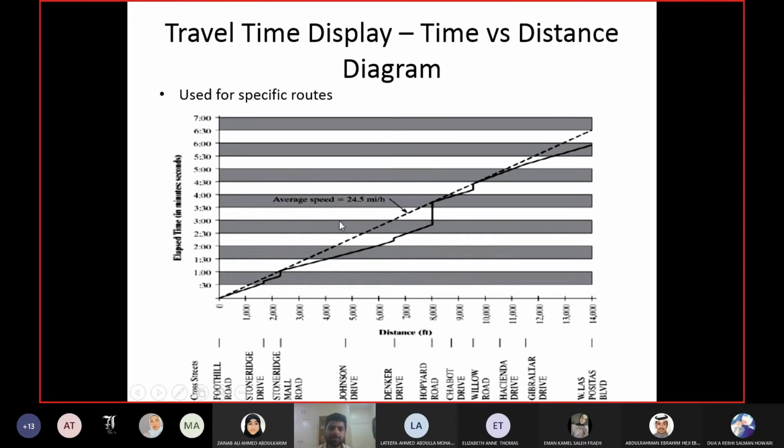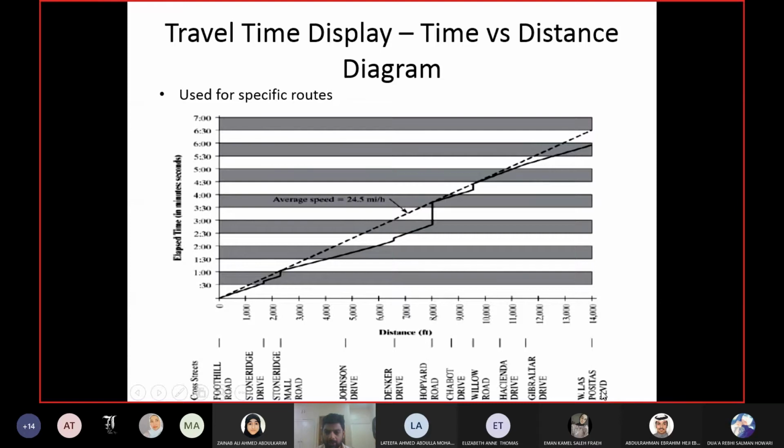Now, time-distance diagrams are plotted for a whole route. So you can see here at the bottom of the graph different names. These are the names of the roads and streets which are part of this route. This route is going from point A to point B, and to go from point A to B, you have to cross so many roads and streets. So you can see Foothill Road, Stone Ridge Drive. The word drive means it's a local road.